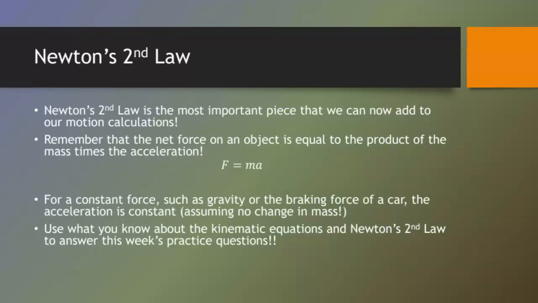And so for a constant force like gravity or the braking force of a car, the acceleration is going to be constant, right? And that's assuming that the mass doesn't change. So we're going to assume that there's no change in any kind of mass in any of these motions. But remember that Newton's second law is that the sum of all of the forces is equal to the mass times the acceleration. The net force is equal to the mass times the acceleration. I've left off a little mathematical piece here. I'm just trying not to complicate it too much.